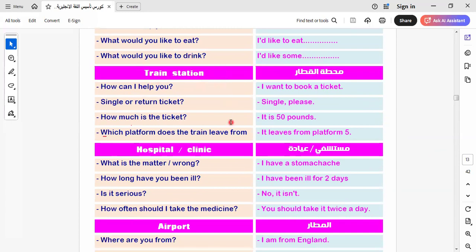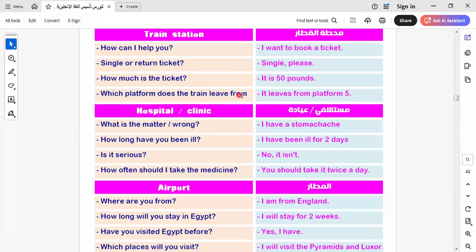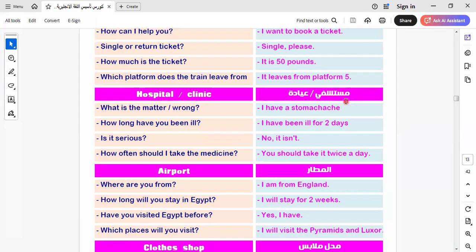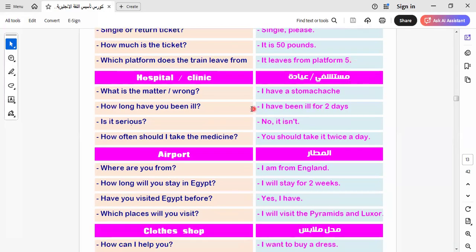Here is the train station. What is the sentence expressing this situation? How can I help you? I want to book a ticket. Here book is not the noun book that we know; it is used in buying a ticket. Single or return ticket? Single, please. How much is the ticket? It will be 50 pounds. Which platform does the train leave from? Platform means the place where the train stops. Platform 5, platform 6, and so on.